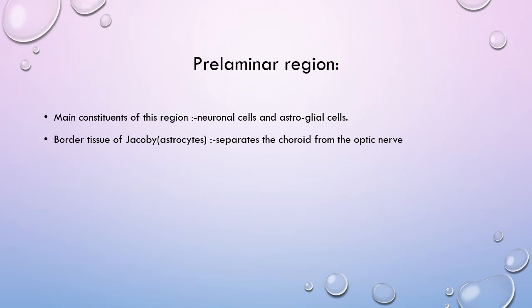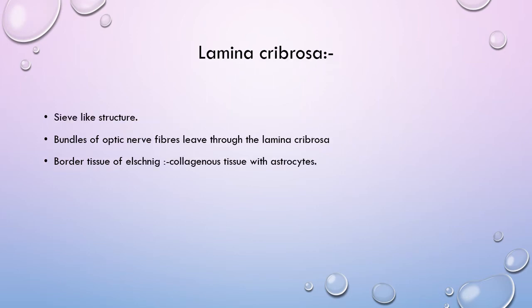Then there is the prelaminar region. Main constituents of this region are neuronal cells and astroglial cells. Border tissue of Jacoby, astrocytes, separates the choroid from the optic nerve. Then the proper lamina cribrosa. It is a sieve-like structure. Bundles of optic nerve fibers pass through the lamina cribrosa. Border tissue of Elschnig is collagenous tissue with astrocytes.